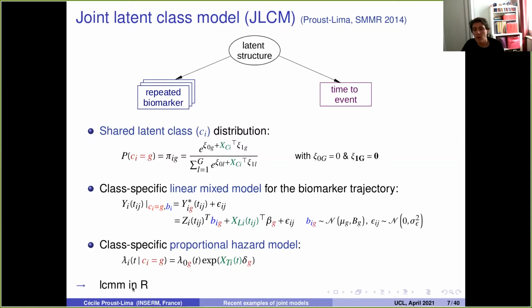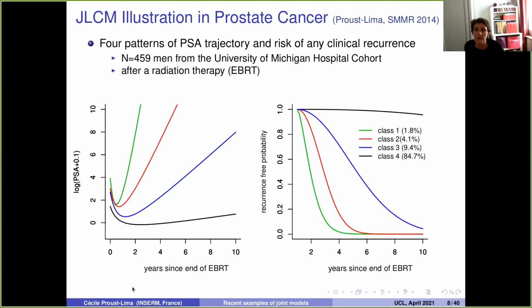So just to give you an idea of the kind of results we can obtain. In my example with the log PSA observed after the end of a treatment in prostate cancer patients, we found 4 different groups of trajectories, so four latent classes associated with different mean profiles of trajectory of PSA and associated also with different risks of recurrence.